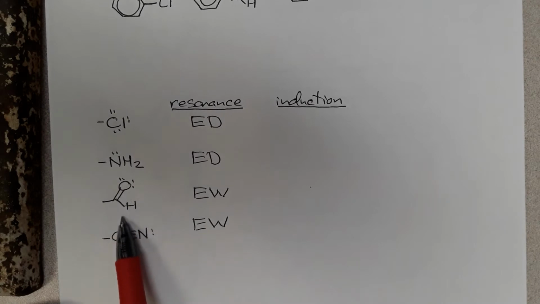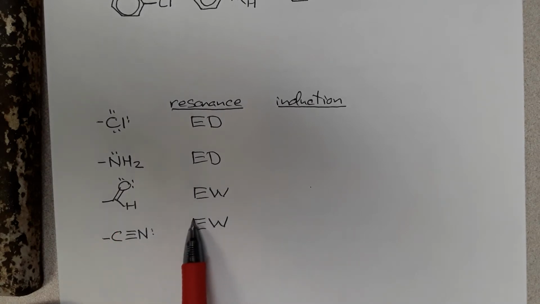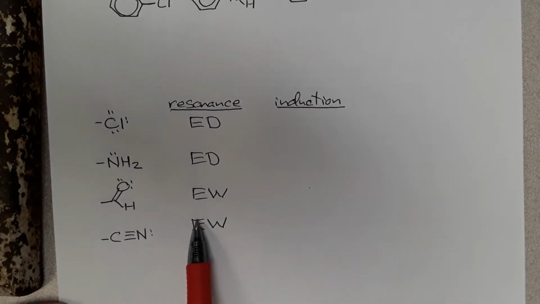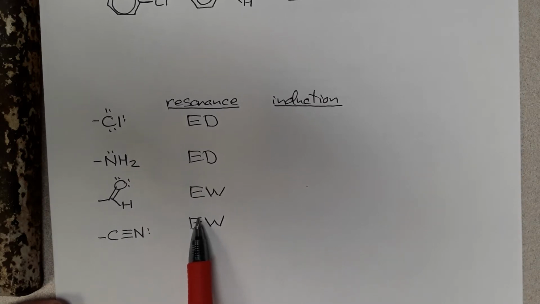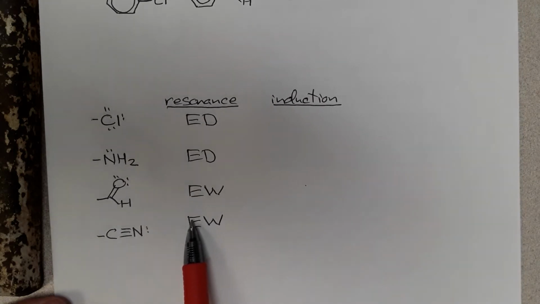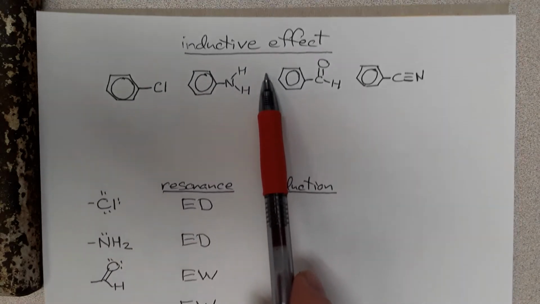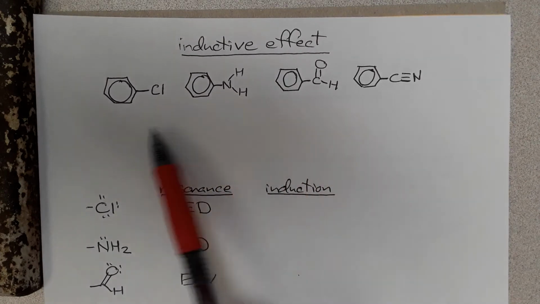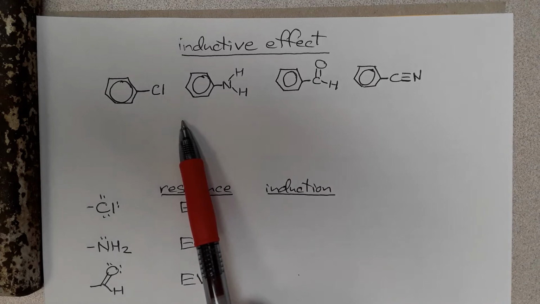And then these groups that are electron withdrawing by resonance are going to pull electron density away from the ring, especially in the ortho and para positions, and make it a worse nucleophile in those positions, leaving only the meta position for it to react in. So let's think about what the inductive effect is of these same four groups that I have listed down below there. Remember what the inductive effect is?